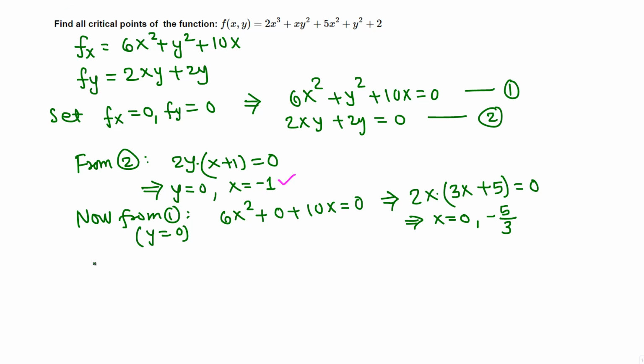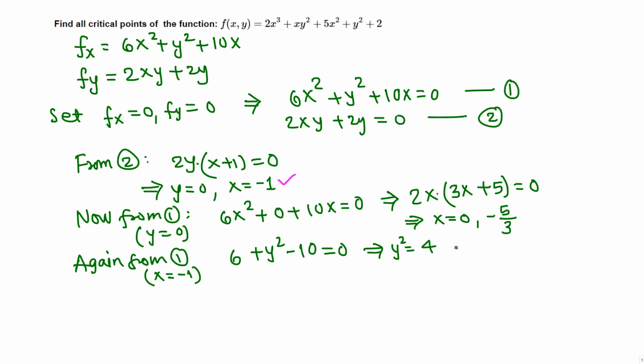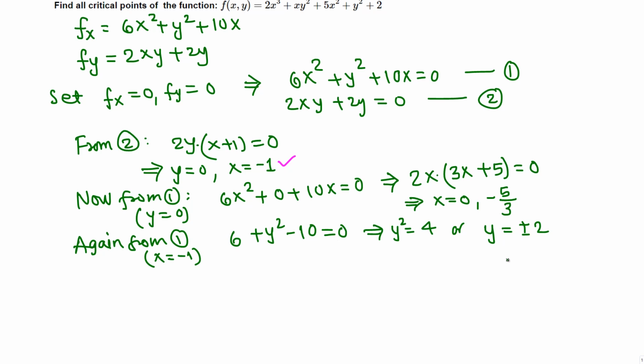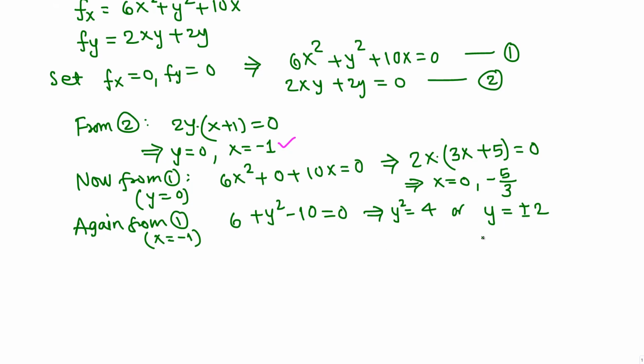Now we have to use the second x value. So again from equation 1, now I'm using x equals negative 1. So 6 times negative 1 squared is just 6, plus y squared plus 10 times negative 1, which is negative 10, equals 0. 6 minus 10 is negative 4, move that over. So y squared equals 4, take the square root of both sides, y is plus or minus 2. So for x equals negative 1, we got two y values. That means 2 points: negative 1, 2 and negative 1, negative 2.